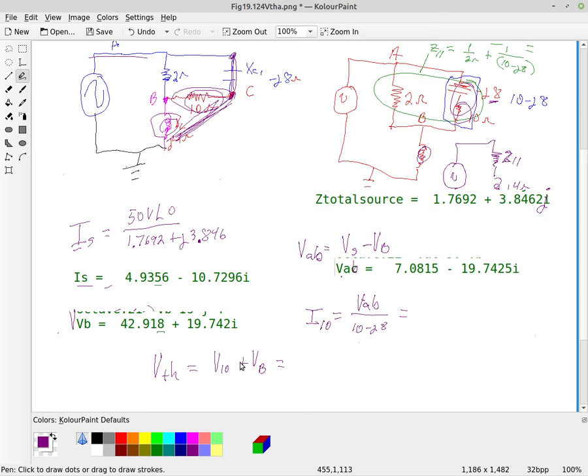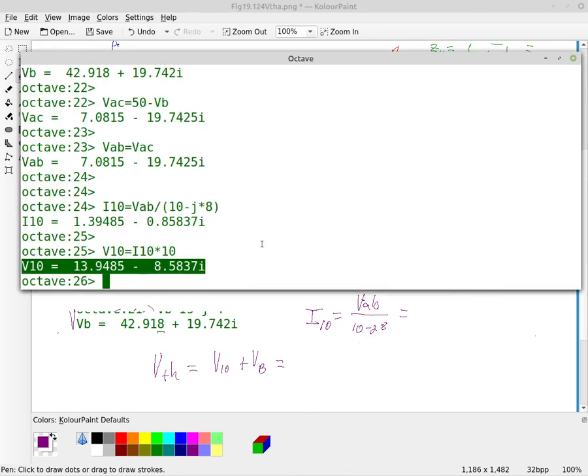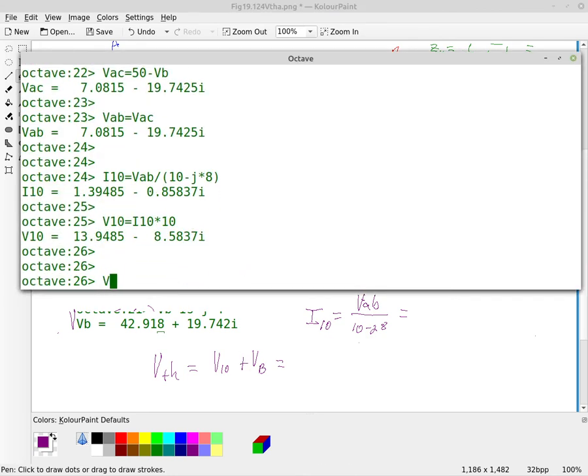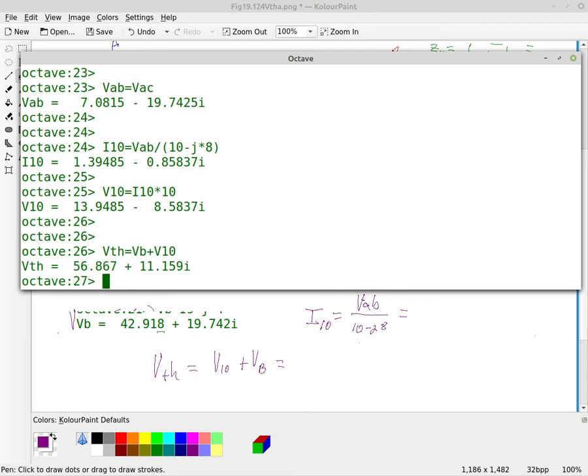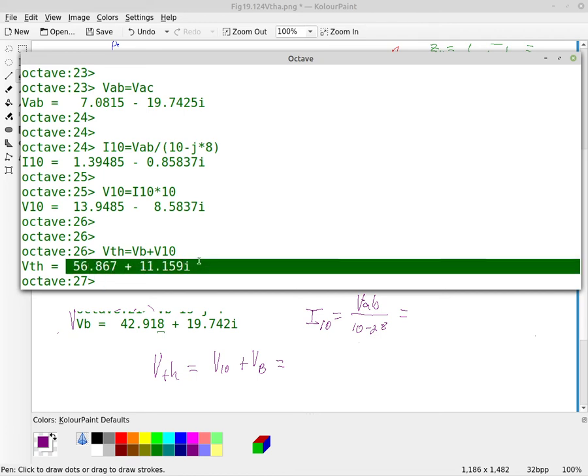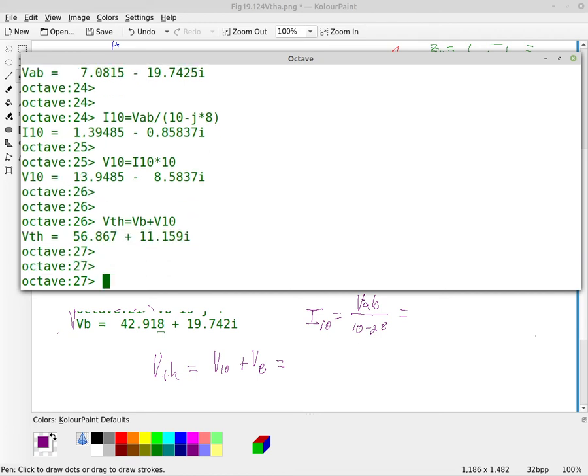Alright, and so all we have to do now is add those two voltages together and we'll have V Thevenin. So we have the VB voltage, and I'm going to add the V10, the 10 ohm voltage, and that is my V Thevenin voltage. Okay, and so this is the rectangular form, but again, when you put voltages inside Blackboard, they should be in polar form. So I'm going to make this in polar form.